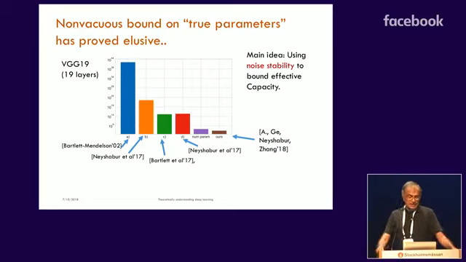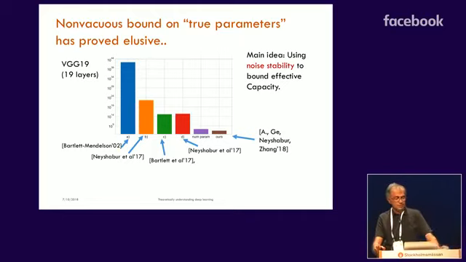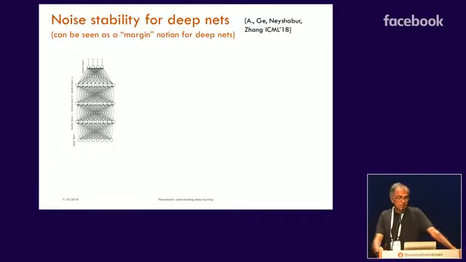So what's the idea in this new paper? You use what we call noise stability to bound effective capacity. What is this noise stability notion? You can think of it as a margin notion. Margin for a linear classifier means that you can jiggle the classifier a lot and it still classifies correctly. So it's a similar notion. Also, a flat minimum is a similar notion.